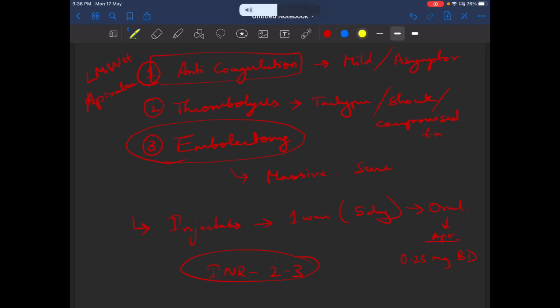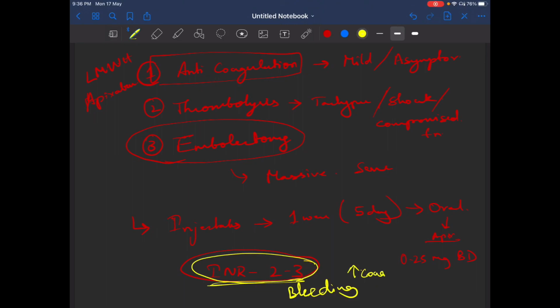This INR is very important, otherwise bleeding manifestations will occur. Okay, it has to be maintained 2 to 3. If less than 2 or like less than 1, there will be increased coagulation.